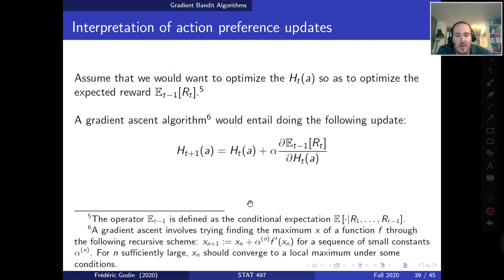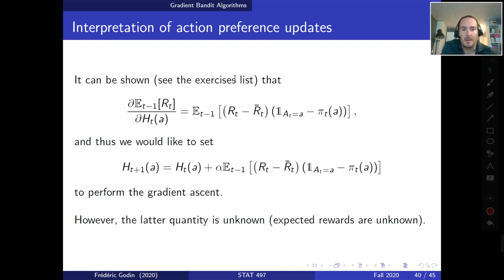However, what's the issue with that formula? It is not applicable in practice because the problem is that this derivative is unknown. We will solve this problem in a few slides, but before that, can we derive a formal expression for this derivative of expected reward with respect to action preferences? It can be shown, and this is done in exercises, so we won't give the proof here because it's somewhat cumbersome, but still, it can be done, and you should work on this.